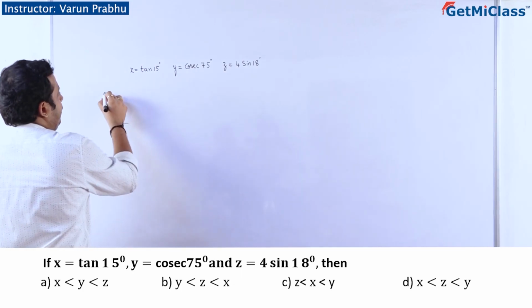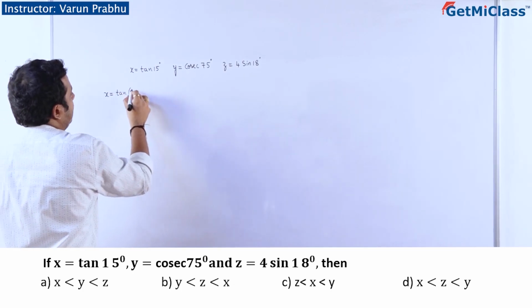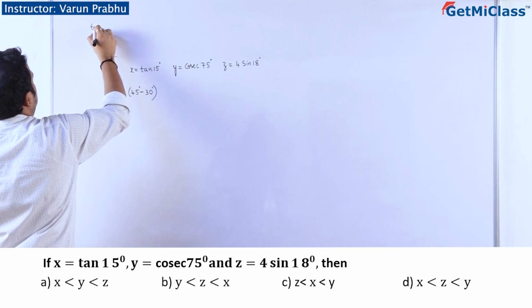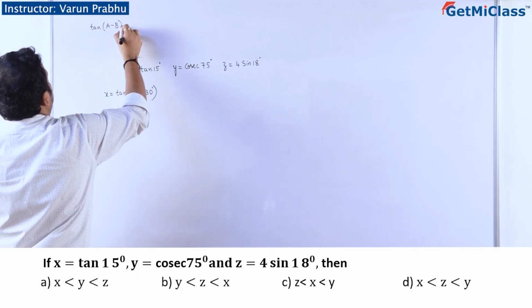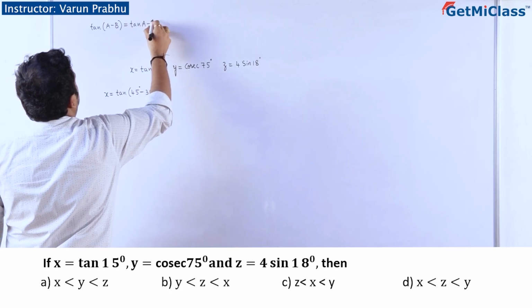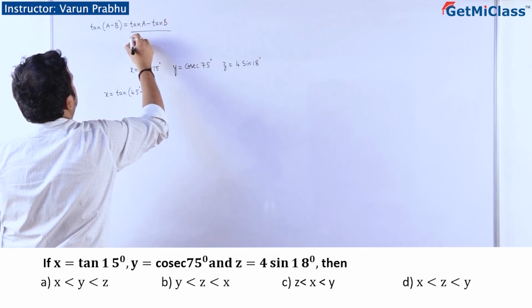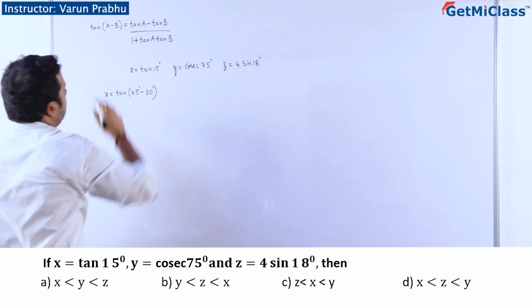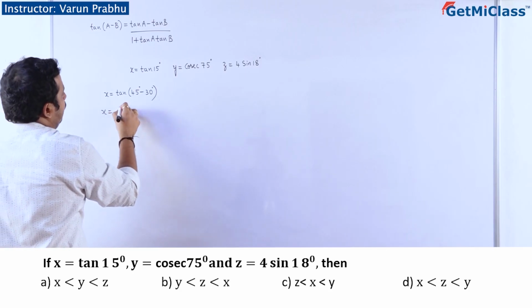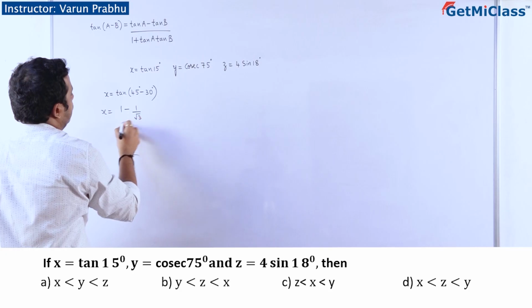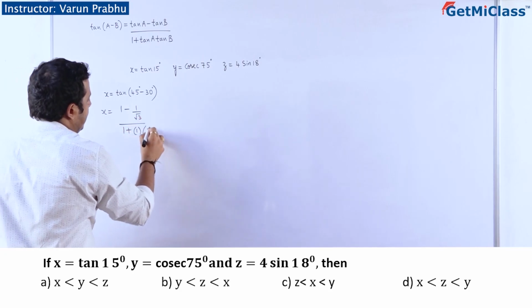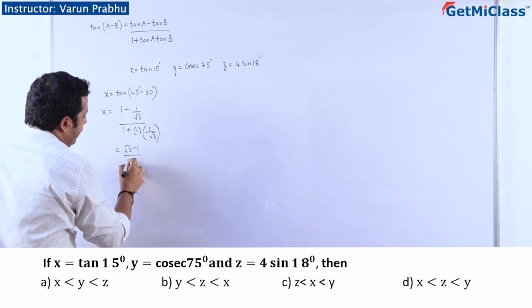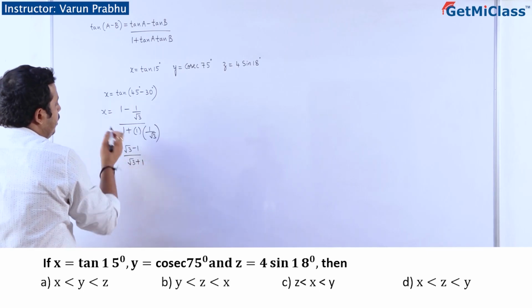So now, I can say X is equal to tan 15, which can be written as tan of 45 degree minus 30 degree, correct? So what can we write here now? What is the formula for tan of A minus B? Tan of A minus B can be written as tan A minus tan B divided by 1 plus tan A tan B, correct or not? So what is this value? Tan 45 is 1, minus tan 30, 1 by root 3, divided by 1 plus 1 into 1 divided by root 3. So the answer that we get is root 3 minus 1 divided by root 3 plus 1. So this is the value of X.